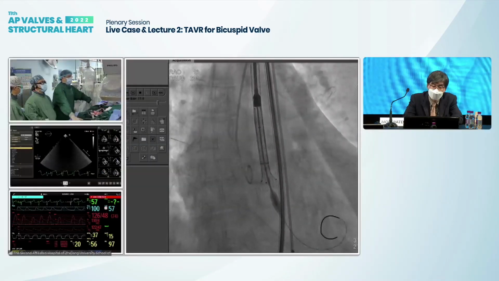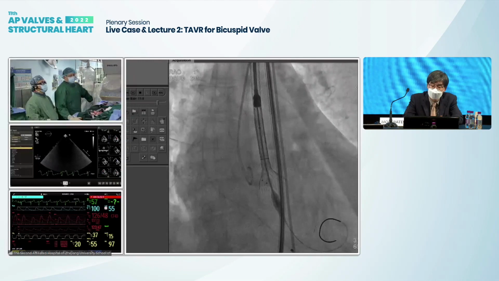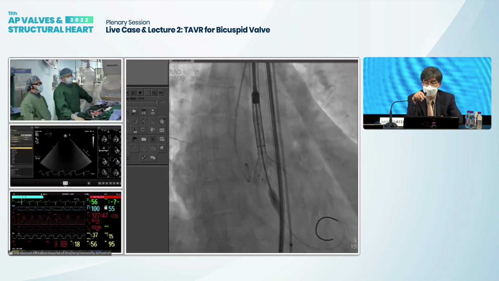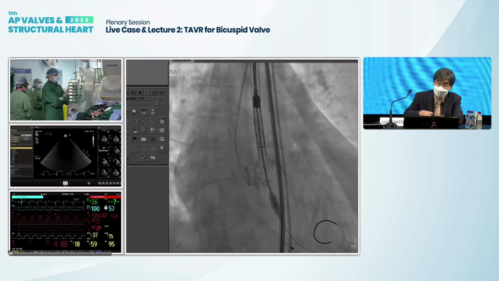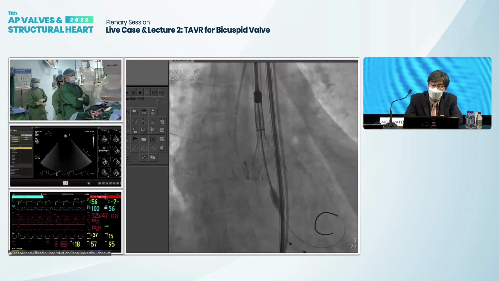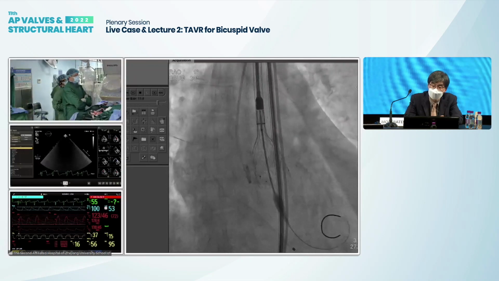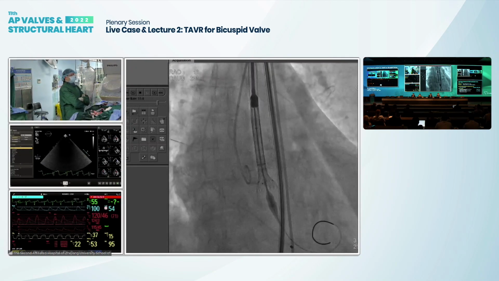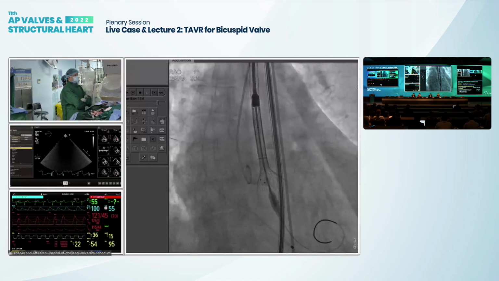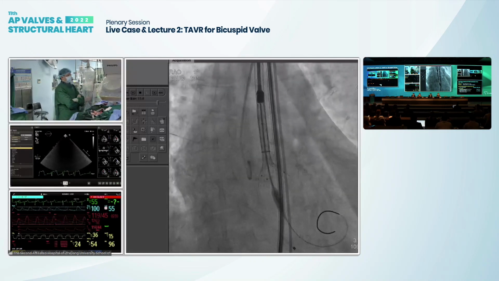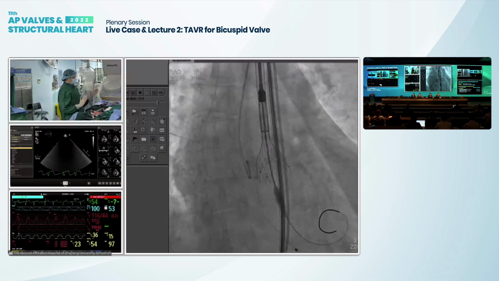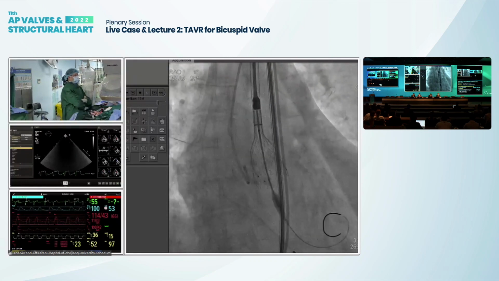Hi, thank you, all moderators and panelists. We already finished the procedure. Could you see the fluoro screen? Yes. Keep going. Yes, we changed to a new device, same size, 26. So we successfully got the device in. We tried to achieve optimal position. This time looks okay. So the height is quite optimal.